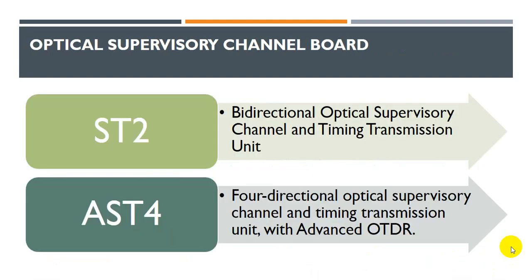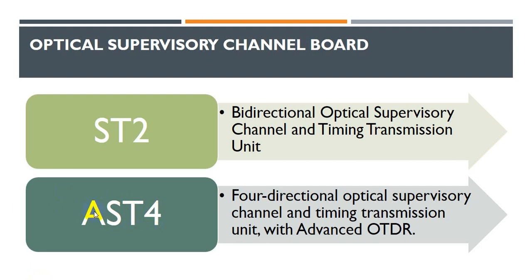Okay, so let's move. There are two types of board. ST2, this is a bidirectional supervisory and timing board of two ports. AST, advanced supervisory and timing board with 4 ports. So AST4 is having 4. So AST1 or 2 or ST1, 2, this is just the change in terms of number of ports it can handle.